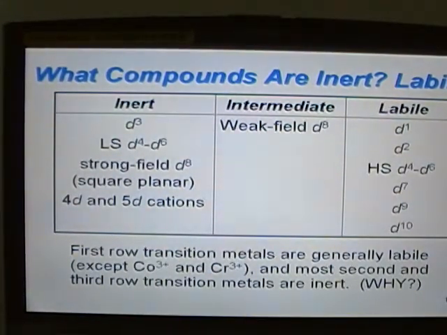Now, first row transition metals are generally labile, almost all of them, except Co3+ and Cr3+. Most second and third row transition metals are also inert. I want you to think about this, and this is discussed in your textbook. Why is this statement true?